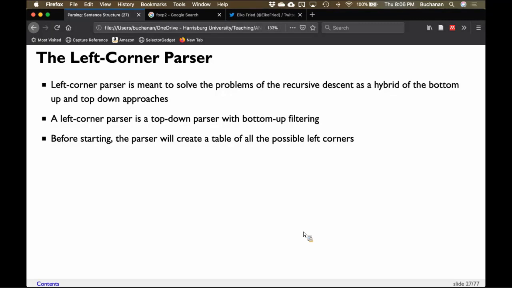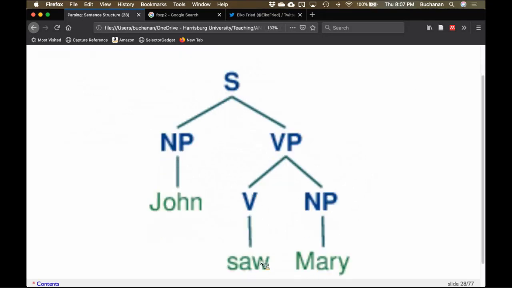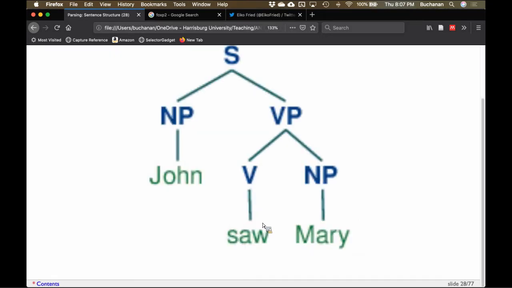The way it achieves that is it finds all the left corners. Remember that the left corner is things like a noun, a verb, an adjective, preposition. And then from there, it does little mini recursive descent parsers on those specific chunks.